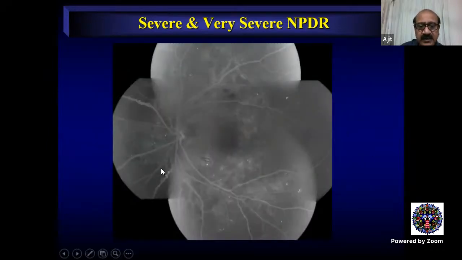Here you can see the venous beading, almost 2 quadrants here, and IRMA here and here. So it is definitely very severe. And if you see the capillary non-perfusion, one aspect which ETDRS has not touched upon is capillary non-perfusion areas. The extent of capillary non-perfusion areas is nowhere mentioned in the classifications of diabetic retinopathy.